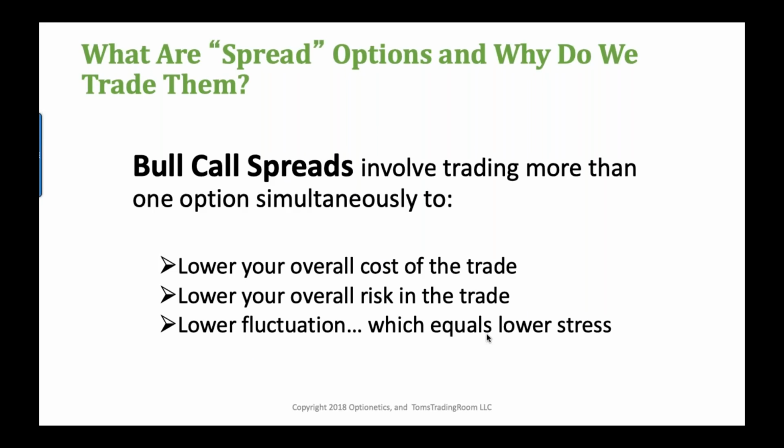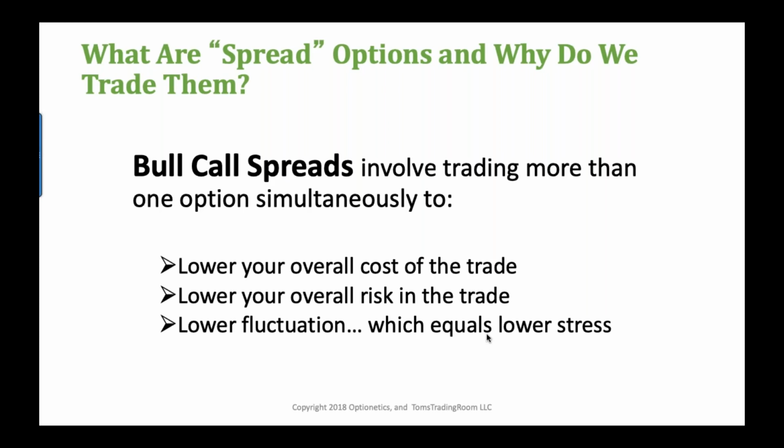So trading spreads. Okay, so I assume that a lot of you on here already know this information. Some of you may not, but the majority of you that are Option X students, you already know this. So I'm giving you a refresher on this. All right, so what are spread options and why do we trade them? Bull call spreads. Now, a bull call spread means that we're bullish and we're using calls, and we're going to spread the difference between where we're buying and where we're selling. So it involves trading more than one option simultaneously. We're going to be buying calls and selling calls at the same time.